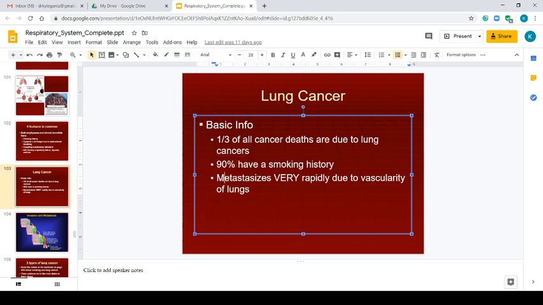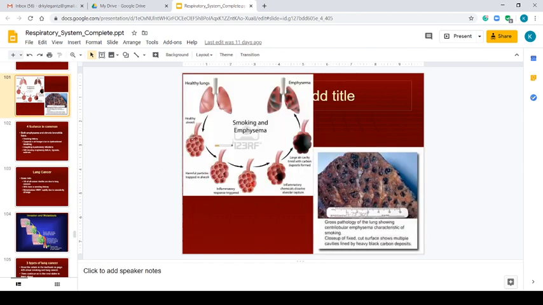Now, they metastasize very rapidly due to the vascularity of the lungs, right? When we go back in here and we look at all these little individual sacs, and we look at there's vessels, that's not what I want.